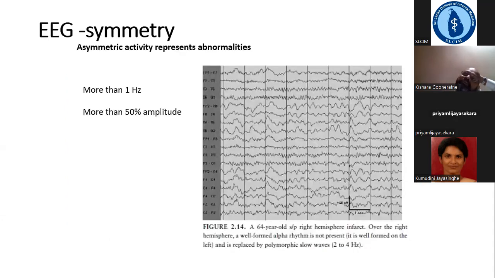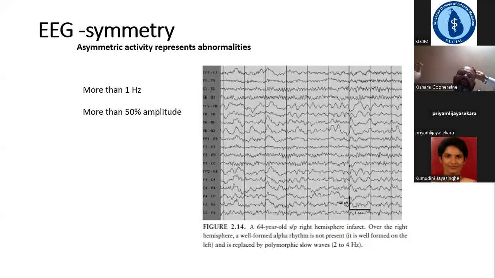So we've gone through what a normal EEG would look like. That is the awake versus the sleep, and what kind of sleep transients or sleep architecture you will see, and also what the normal frequencies are during the various stages of sleep. That is part of observing the background activity. And then we've got the symmetry. We need to observe for symmetry.